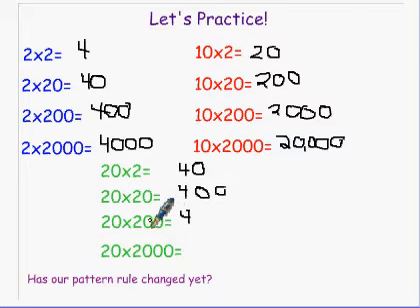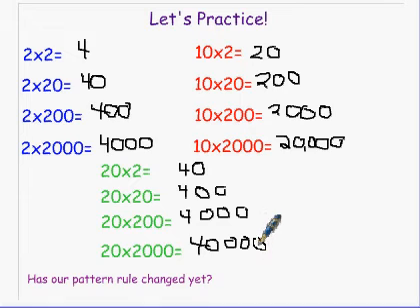And I have 1, 2, 3 zeros that I have to move over. And on the bottom one, 2 times 2 is 4, and I have 1, 2, 3, 4 zeros that I've got to have in my solution. Take a look at our numbers so far. Has our pattern changed yet?